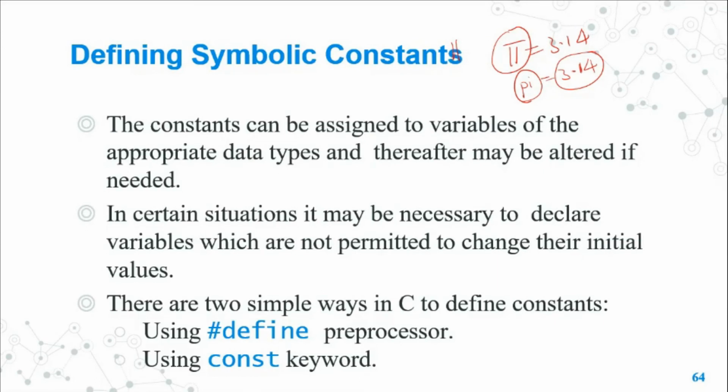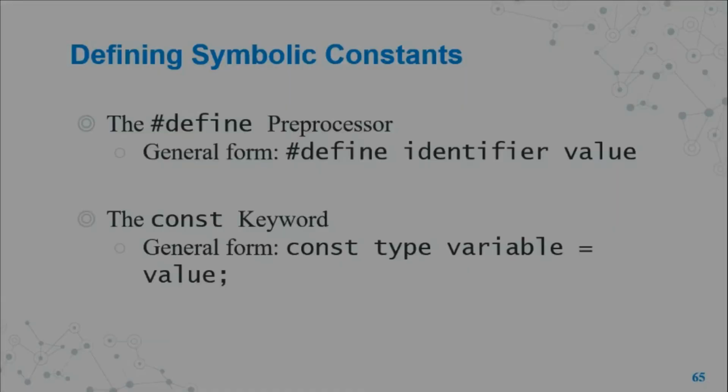So how can this be done? This can be done in 2 different ways. One is using the hash define preprocessor directive, that is along with our hash include. Or you can use the constant keyword, const. So let's see how these 2 are being used.